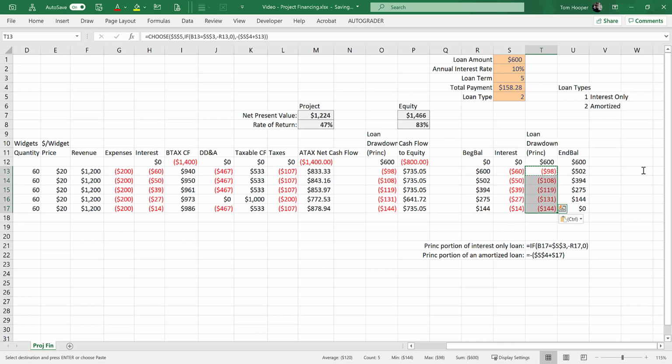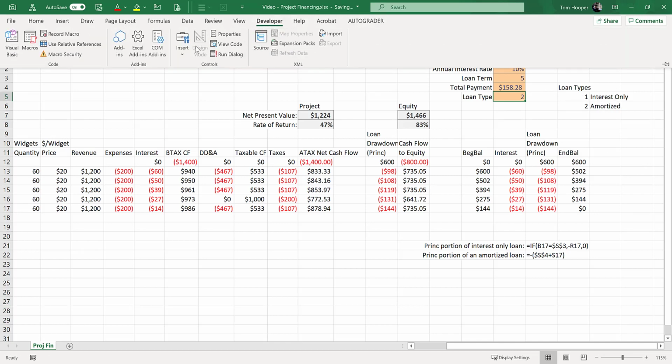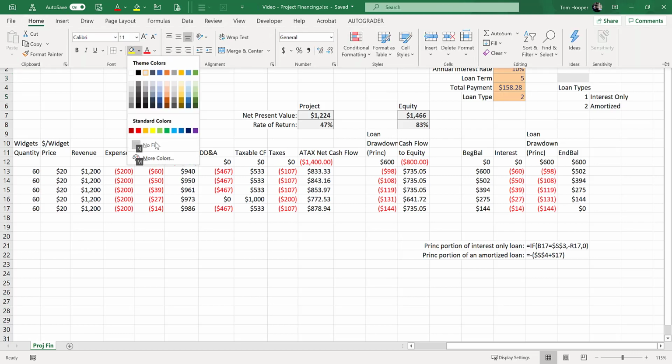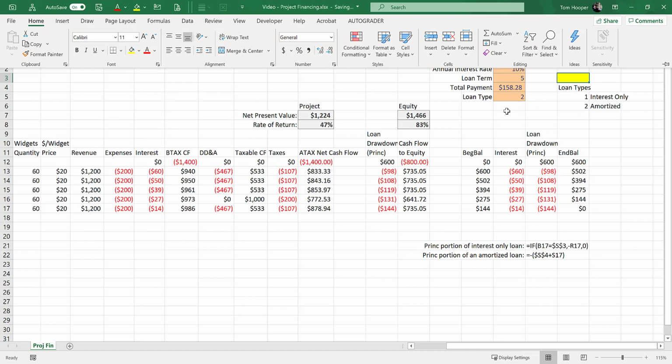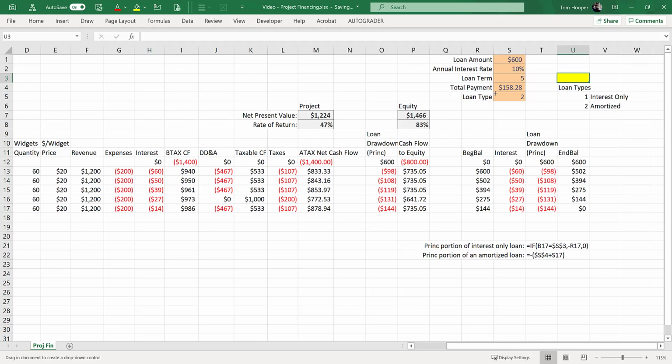Copy, paste, 1, 2. And so they work the way we want them to. And you know, another great thing about that is if you come up here to developer, insert, if you use a button or a list box or a combo box, your linked cell is going to be either a 1 or a 2. So let's give it a linked cell. And let's just draw, probably a combo box is the easiest here. Let's draw a combo box right here.